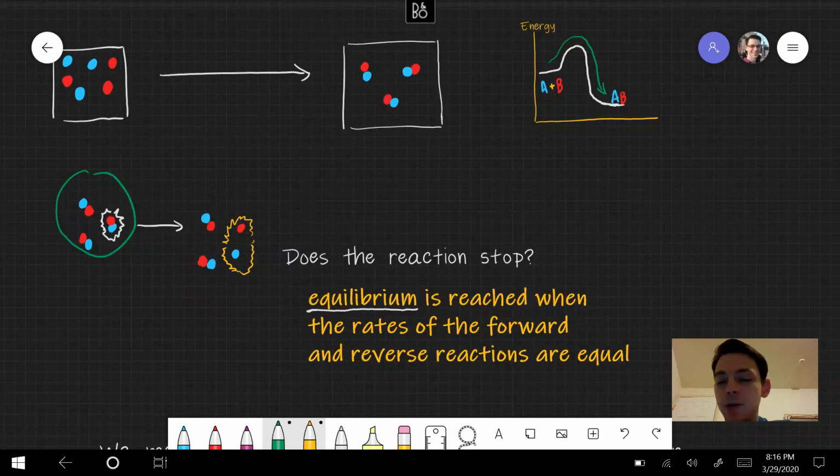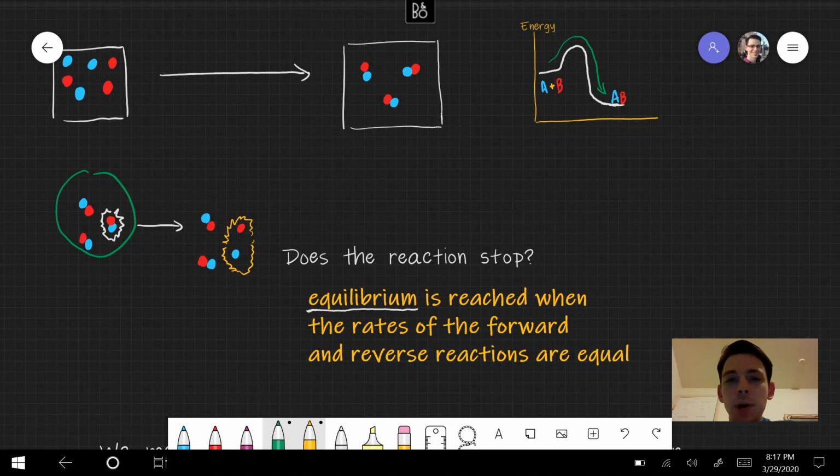Let me see if I can put this into simpler terms. Imagine if we had, say, equilibrium on a bus. What would that look like? Well, equilibrium on a bus could look like a constant number of passengers. That would mean if 10 people got off at a stop, 10 people would have to get on at that stop. That would be an equilibrium state.